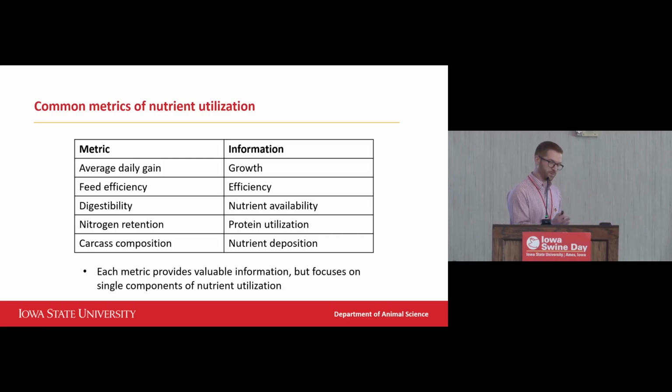And then more on the research side, we'll sometimes quantify nutrient retentions. I threw out nitrogen retention as a common metric we might look at in studies, and that's kind of an indicator of an individual nutrient class utilization, protein utilization. And then ultimately, carcass composition can give us a handle on more definitively which nutrients were being retained. And so all these metrics are obviously super important. We will continue to use them today, for sure, but they all give single components of that nutrient utilization pathway.